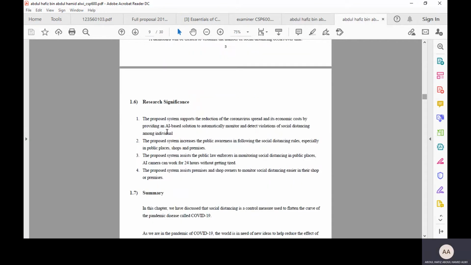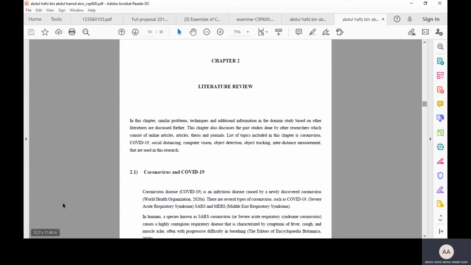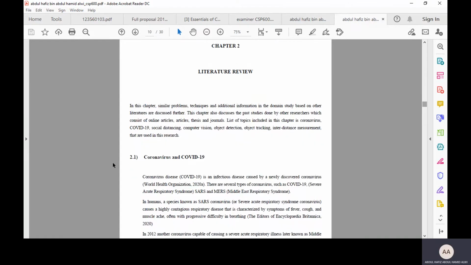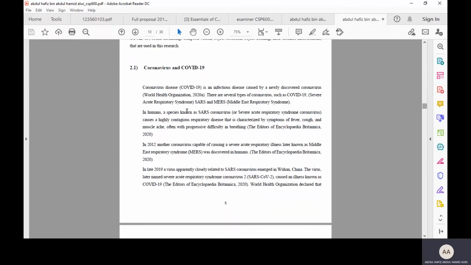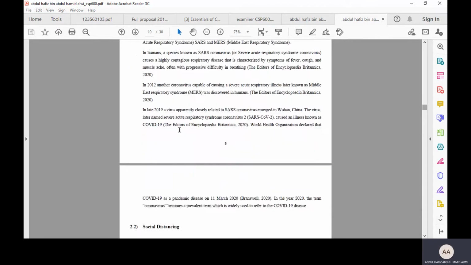Research significance is this, and one of the most important things I think is that the proper system supports the reduction of the coronavirus spread and its economic cost by providing an AI-based solution to automatically monitor and detect violations of social distancing among individuals. So chapter 2 is our literature review. The first one is coronavirus and COVID-19. Here I explain the history of coronavirus and COVID-19 based on many citations.